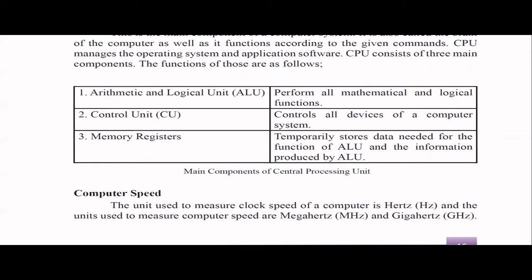And then comes the control unit, right? In the earlier diagram, we learned that all the control signals are sent from the control unit to all other devices. Then comes the memory register. They temporarily store data and information, so this is temporary storage. Especially the data needed for the arithmetic and logical unit, and the input and output of the ALU, is kept here. These are a very expensive kind of memory, and we have very little space there to store only the relevant information.